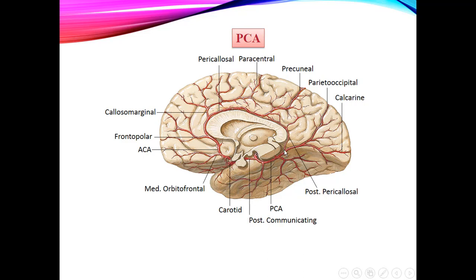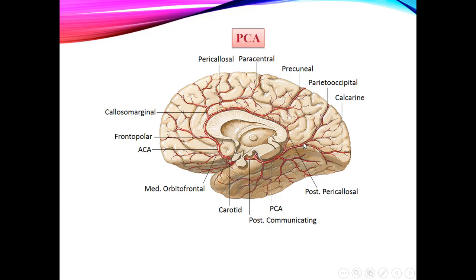Here it gives off a branch to the posterior part of the corpus callosum, and this branch is called the posterior pericallosal. So remember that the pericallosal artery is a branch from the anterior cerebral artery, but the posterior pericallosal artery is a branch from the posterior cerebral artery, or PCA.